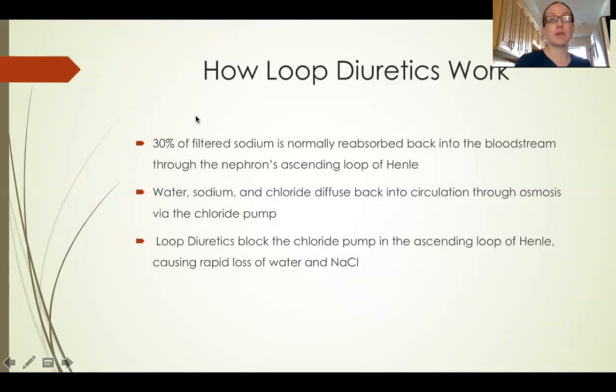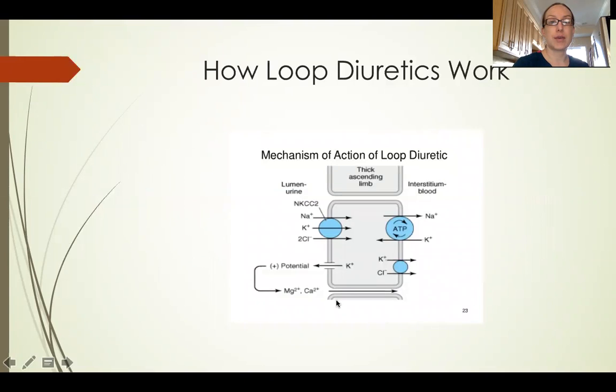30% of filtered sodium is normally reabsorbed back into the bloodstream through the nephron's ascending loop of Henle. Water, sodium, and chloride diffuse back into circulation through osmosis, and loop diuretics block that pump in the ascending loop of Henle, causing rapid loss of water and sodium. This is a little diagram of the chloride pump and how it works. This is the lumen of the nephron, and water stays trapped inside of here, does not go back into the circulation and gets excreted out of the body, so that the treatment is to get rid of excess fluid in the body.